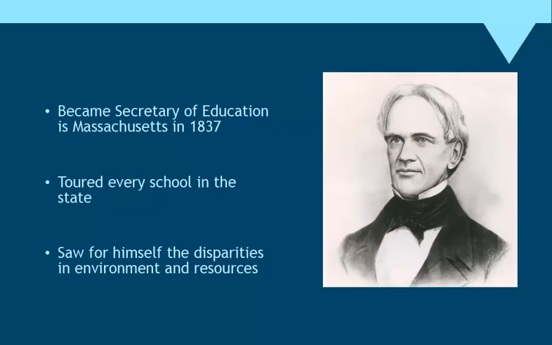Horace Mann in 1837 became the Secretary of Education in Massachusetts and toured every school in the state to see for himself the disparities in environment and resources. He advocated for normal schools to have standards in order for equality of public education for all.